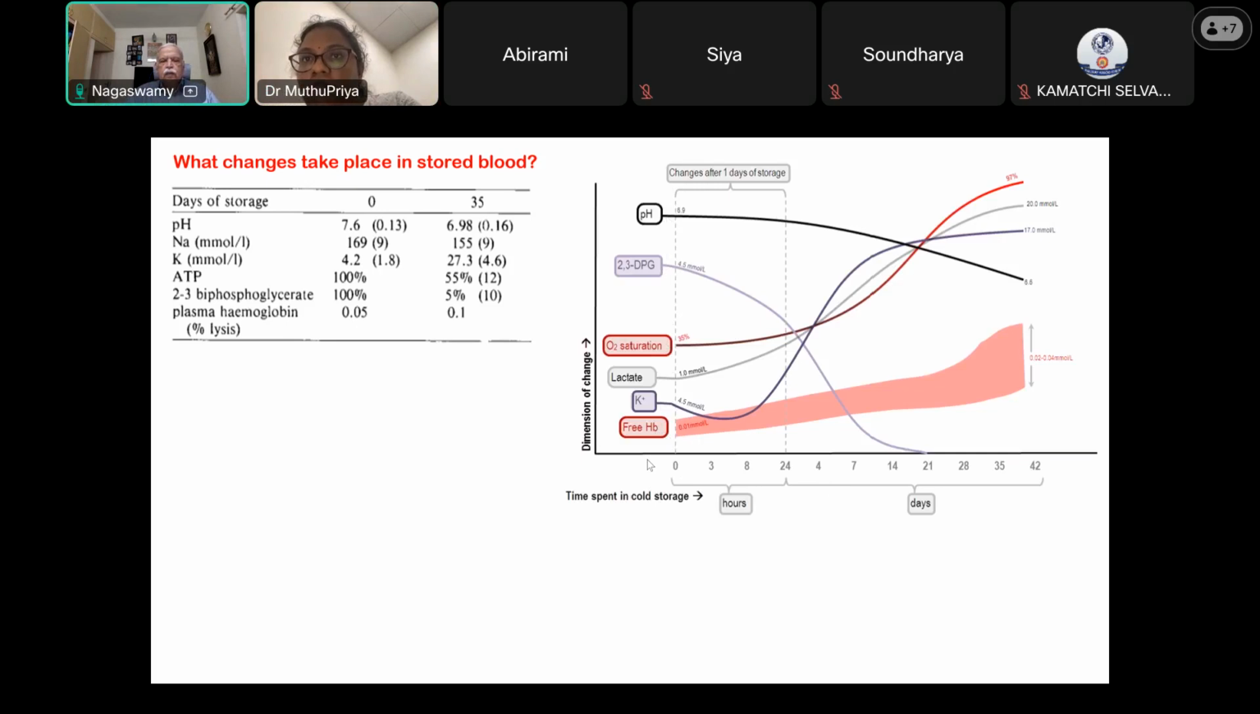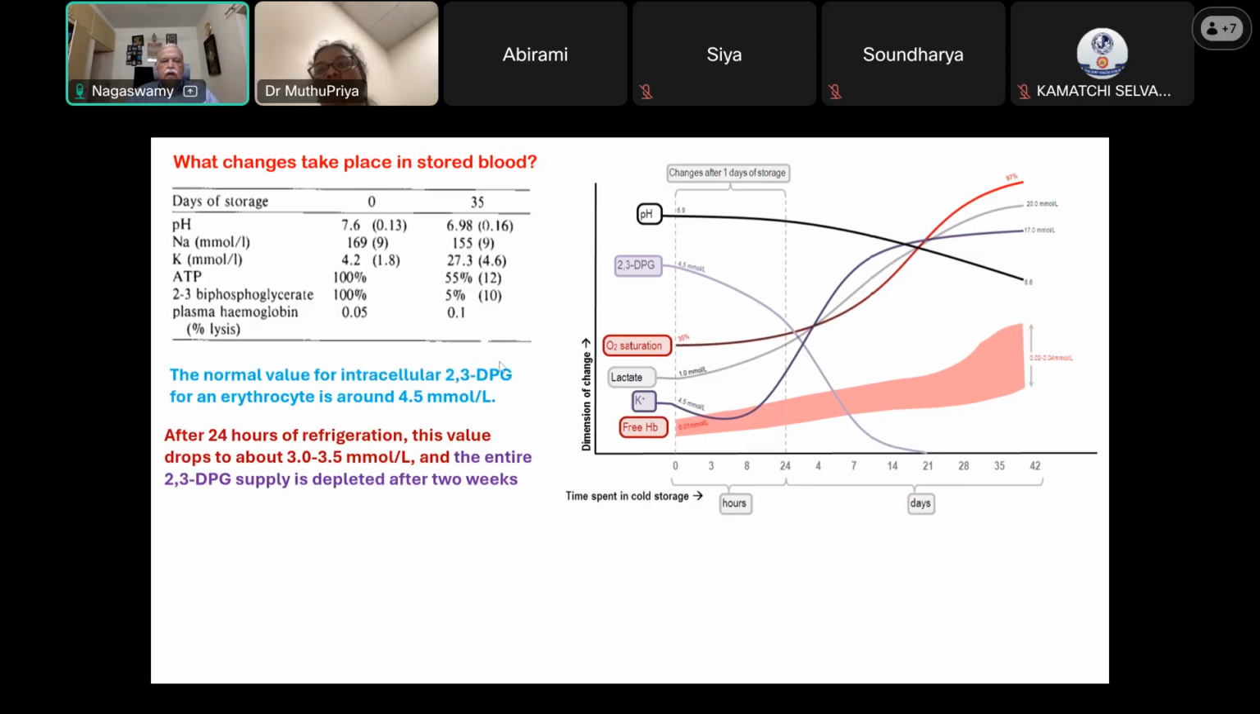So if you remember this picture, you can mention at least what are all the points that you have to say in the changes that are happening. Over a period of time, gradually 2,3-DPG declines, pH goes on to the acidotic side, saturation decreases, lactate goes on increasing, potassium increases, and free hemoglobin also increases. So these are all the changes that happen. And of this, the 2,3-DPG is very, very important.